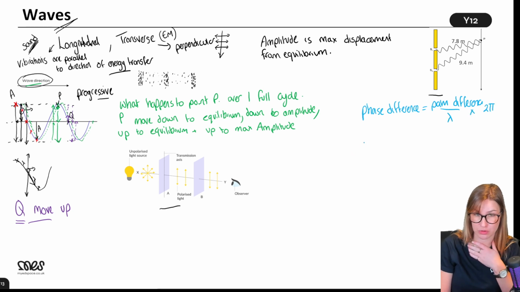Okay, so divided by the wavelength multiplied by 2 pi. So let's say, for example, I have two slits here, right? So I've got waves coming out of slit 1, I've got waves coming out of slit 2. And I want to see at point P what's happening. Okay, so what I want to do, I want to know what the phase difference is at point P.